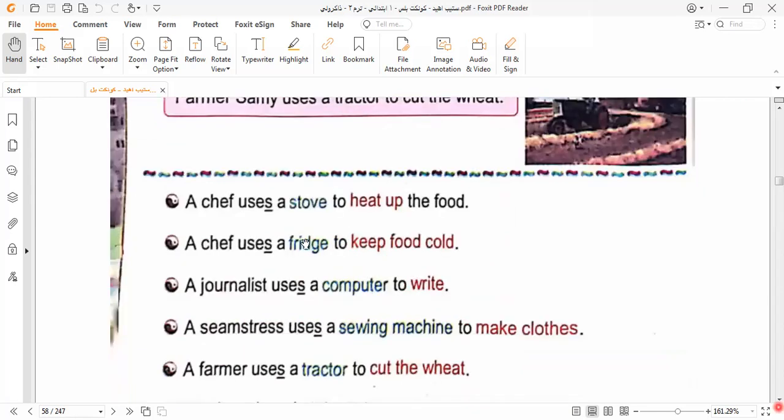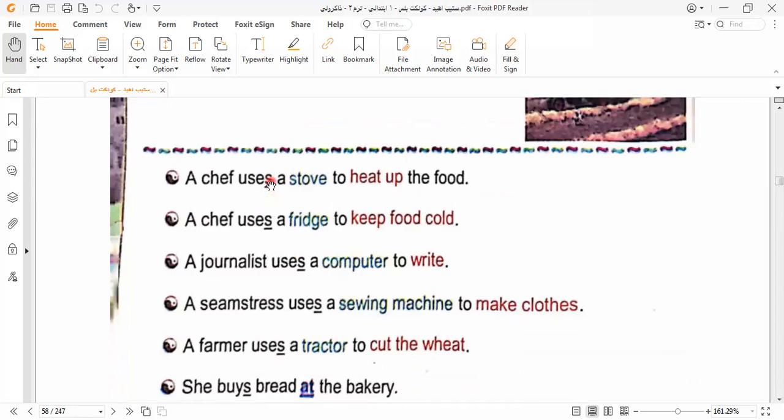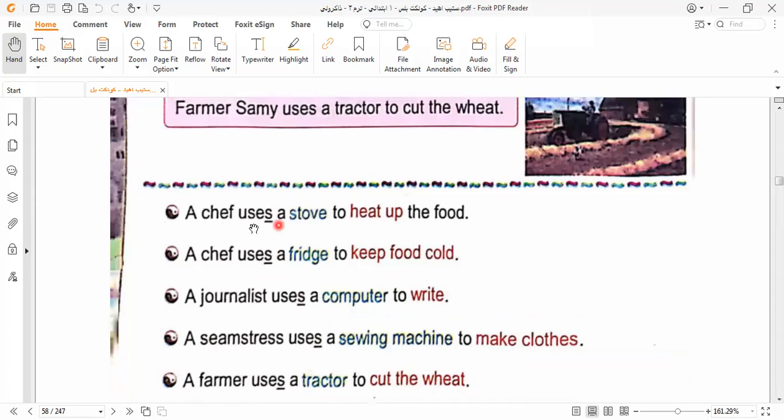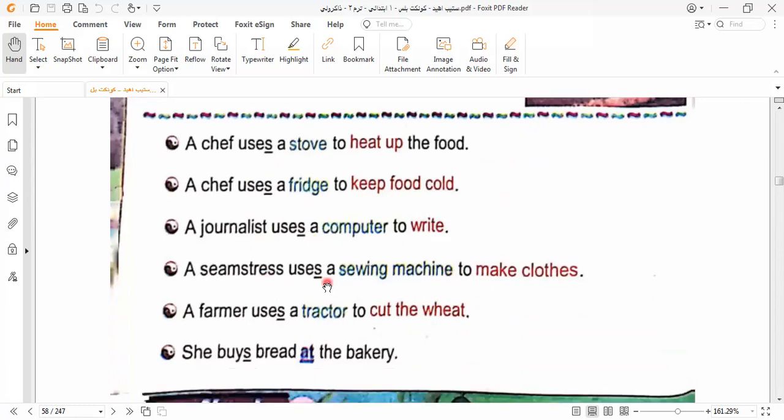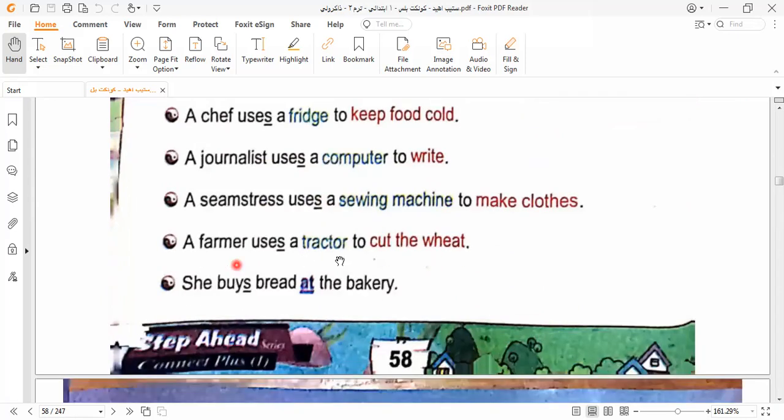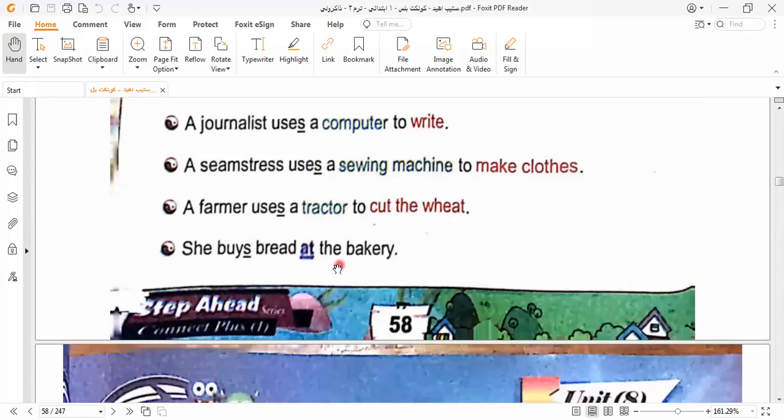Here we want to say that we add s to the verb with a singular subject, like this. The chef uses a stove to heat up food. The chef uses a fridge to keep food cold. A journalist uses a computer to write. A seamstress uses a sewing machine to make clothes. A farmer uses a tractor to cut the wheat. She buys. Here we have a singular, and we add s. She buys bread at the bakery.